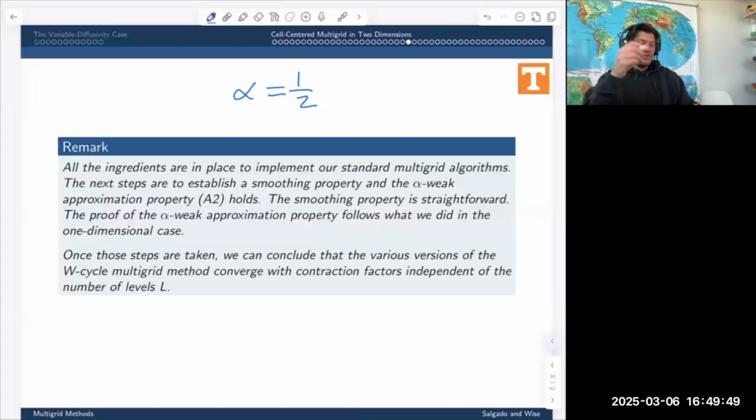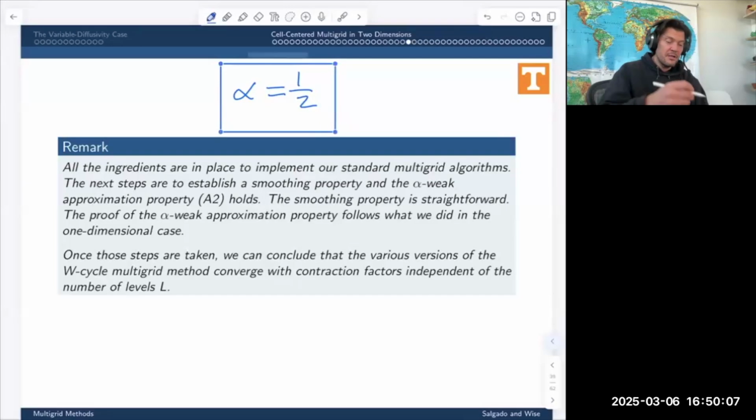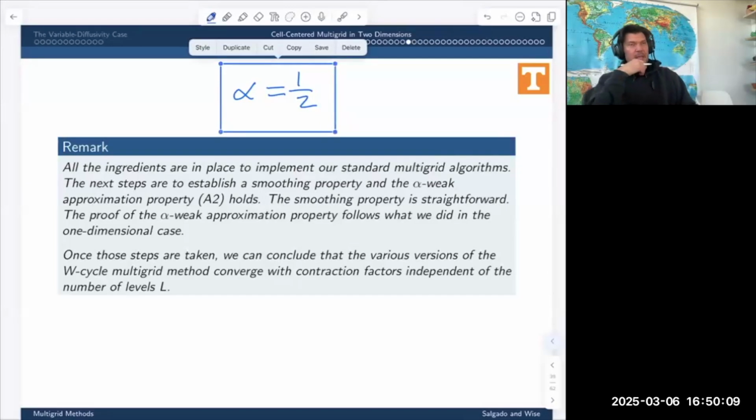How do you do that? Well, you just mimic what was done in the one-dimensional proof. You don't have to do anything super new. You just follow the prescription in the one-dimensional setting, and you can show the alpha weak approximation property holds with alpha equals a half. We're not going to do that to save time. It's enough to know how it was done in the one-dimensional case. That's basically all we have to say about that.